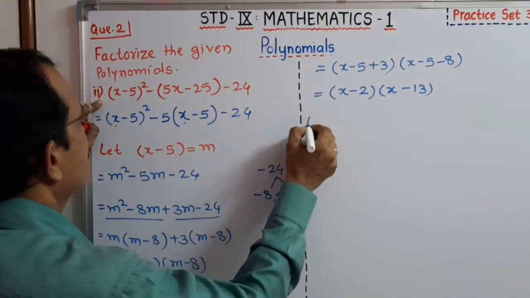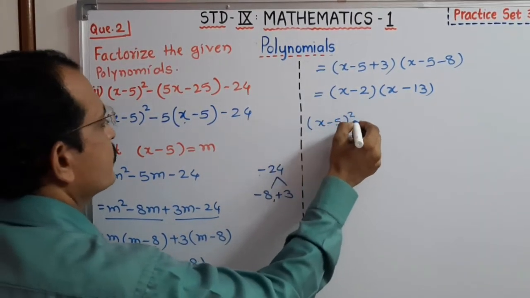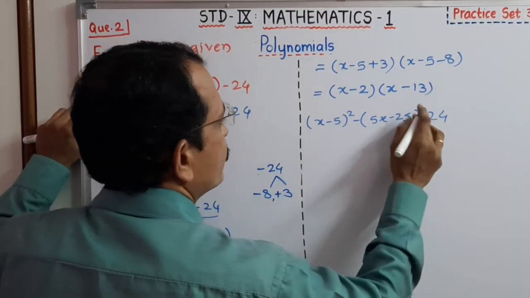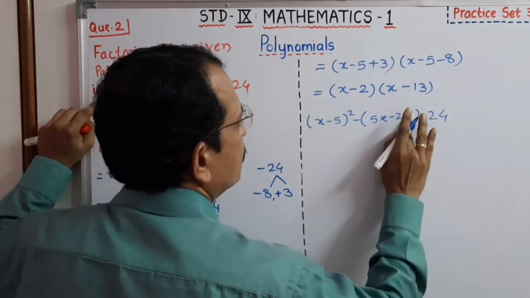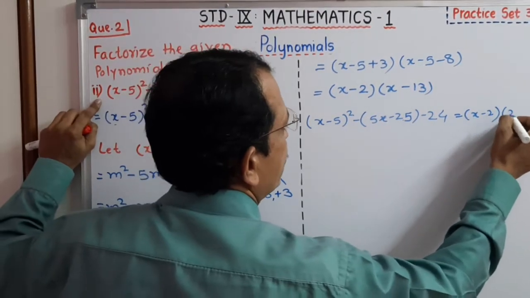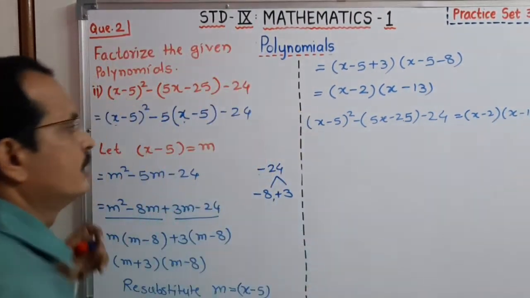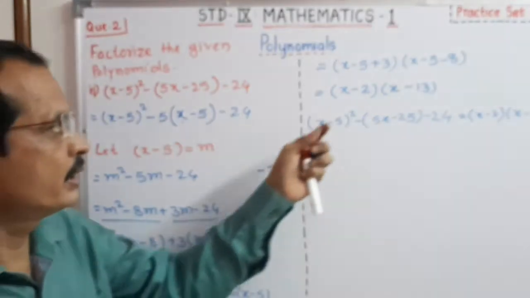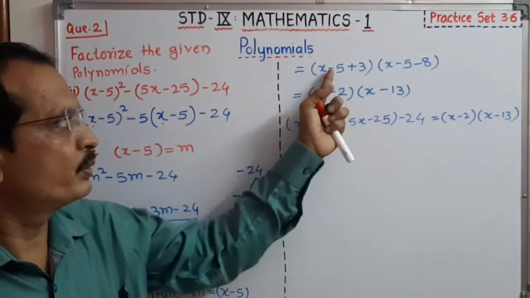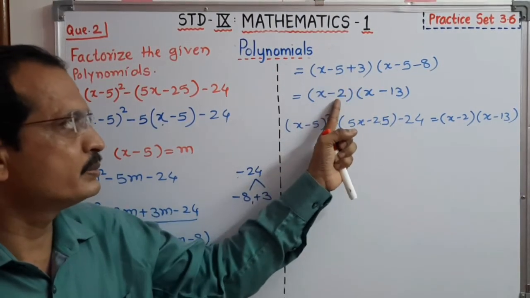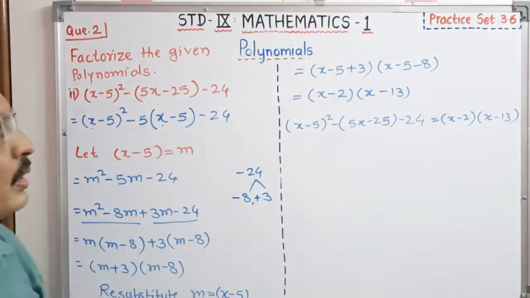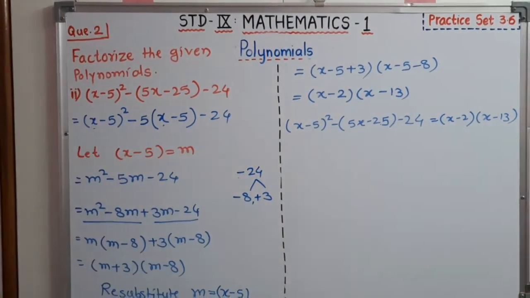Therefore we can write x minus 5 bracket square minus 5x minus 25 minus 24 is equal to x minus 2 and x minus 13. Very simple. Here we didn't get any quadratic polynomial again, therefore we just simplify. Minus 5 plus 3 is minus 2, and minus 5 minus 8 is minus 13. Now go to question number three.